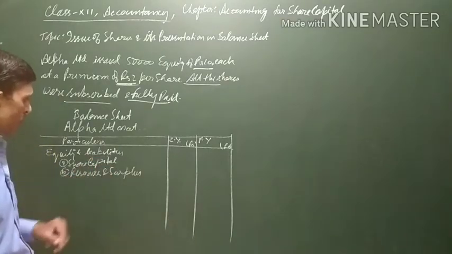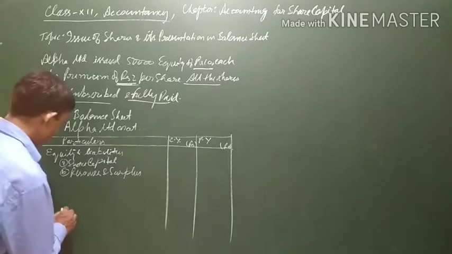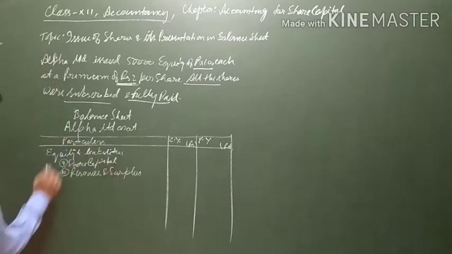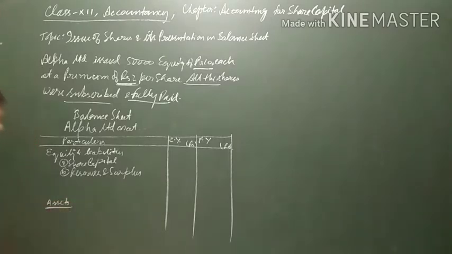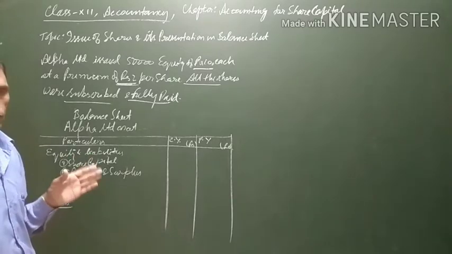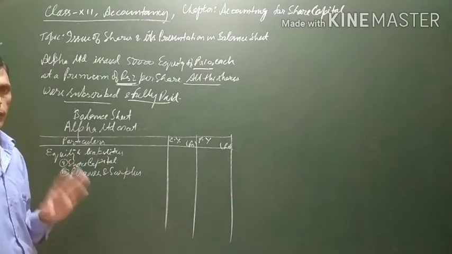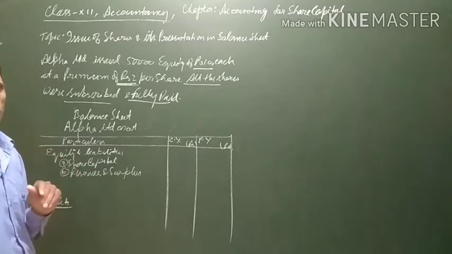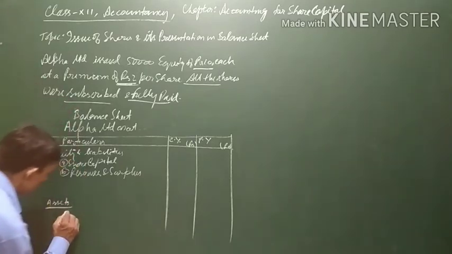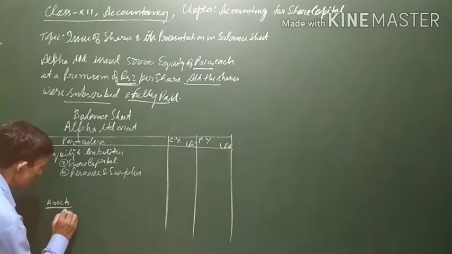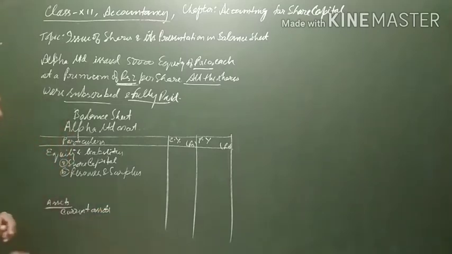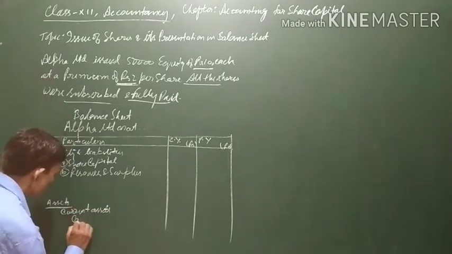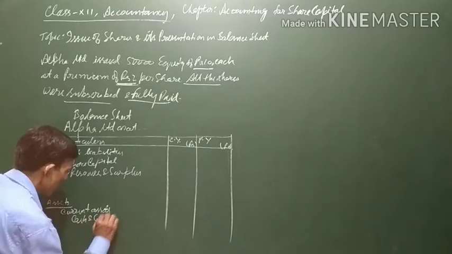So, besides the equity and liabilities, the assets will also be written. This is the major heading, equity and liabilities. Next is the assets. Under assets, first the non-current assets is written, and later the current assets. Under current assets, the cash and cash equivalent will be written. Only current assets we will be writing here: current assets, and under it, cash and cash equivalent.